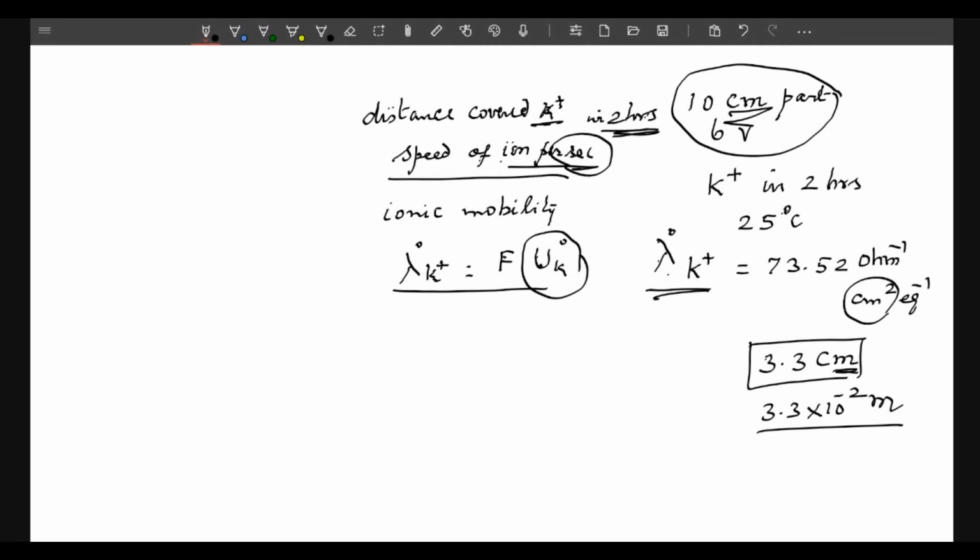Therefore, since it is given in centimeter square, work out in that and work out the final answer. From that, you can also immediately convert this one. Okay. Next, we will go to see the transport number.